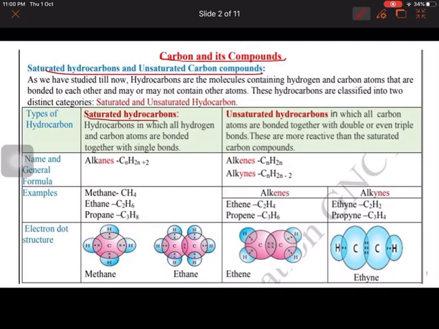Saturated hydrocarbons are those in which the carbon atoms are connected with each other by single bonds. Unsaturated hydrocarbons are connected with double or triple bonds, each carbon atom forming either a double bond or a triple bond with the other carbon atom. If it is forming a double bond, it is called alkenes. If it is forming a triple bond, it is called alkynes.